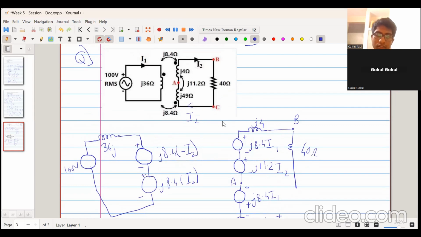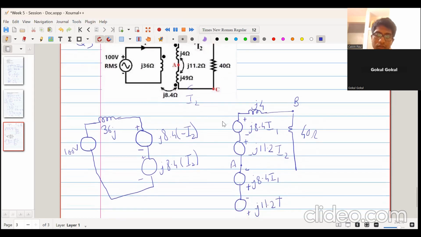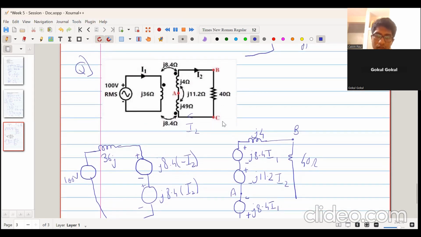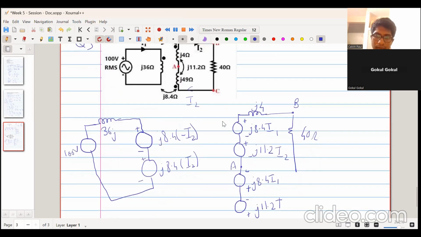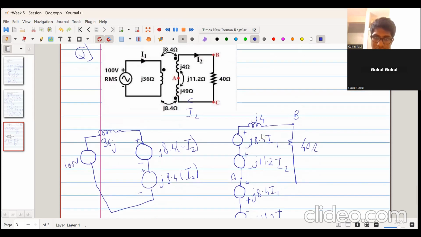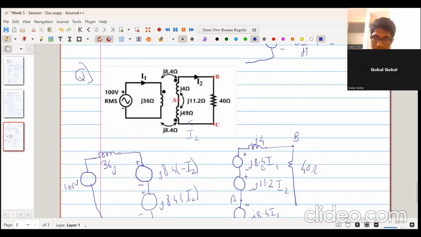Where it will be means? Sir, in second circuit, sir. Plus J 8.4 into I1, you write, sir. But actually minus I1 comes, sir. Here, above, sir. Yes, sir.